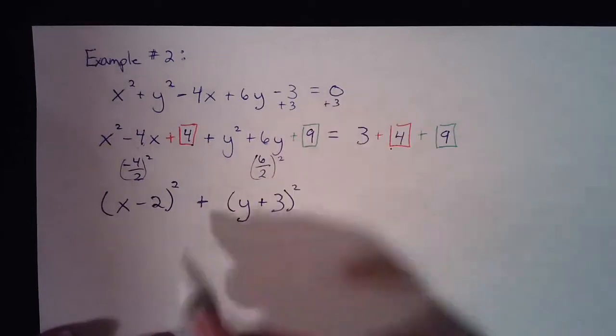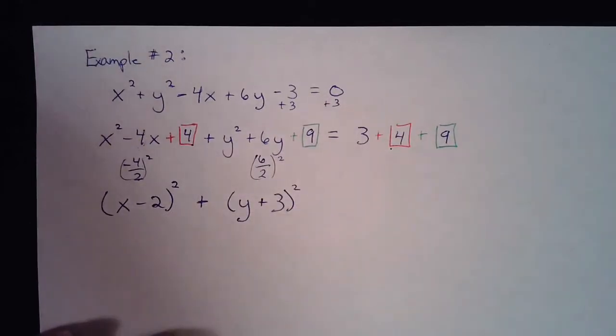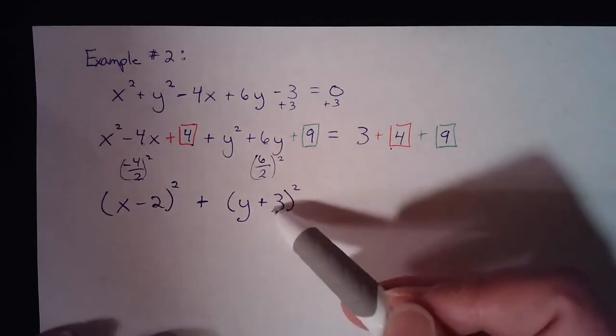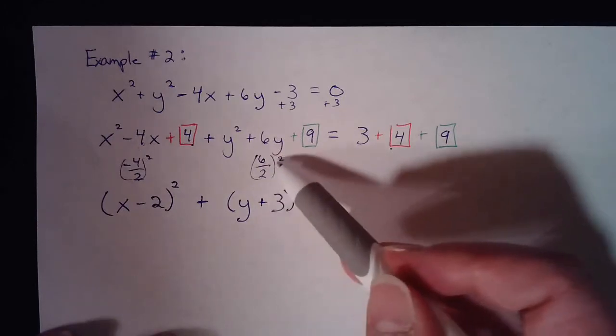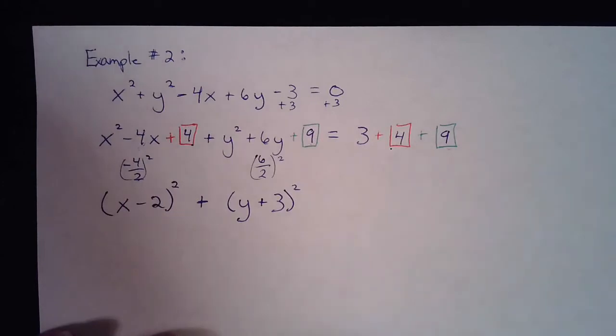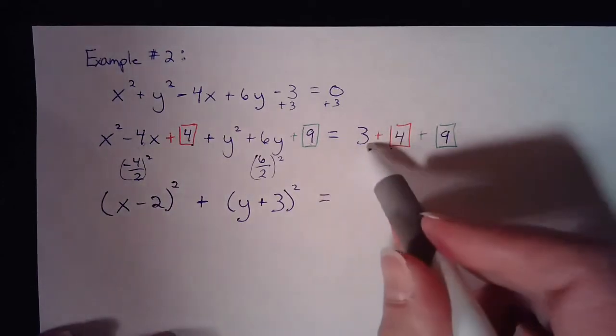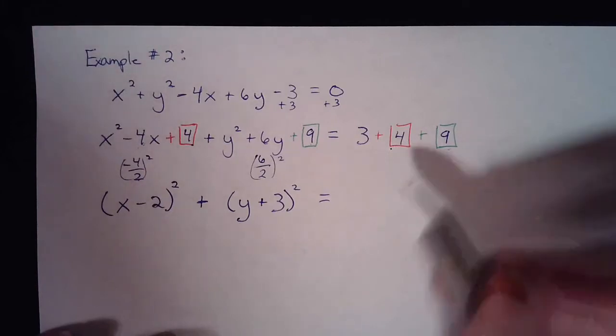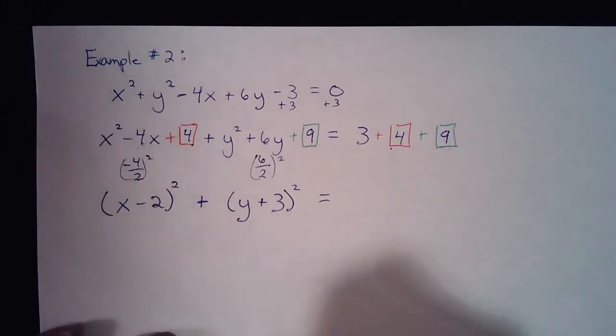Okay, and then we still have the addition in between. So I took b divided by 2, that gives us this number, and then b divided by 2 squared gives us those numbers. And then I have to combine these like terms on the end. I have 3 plus the 4 and plus the 9. Okay, so that gives us 16.